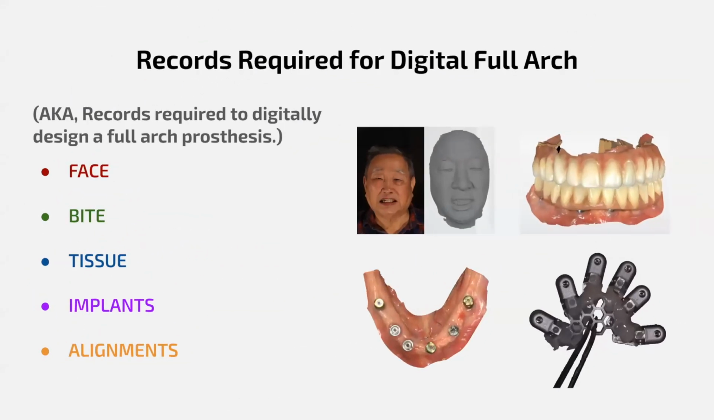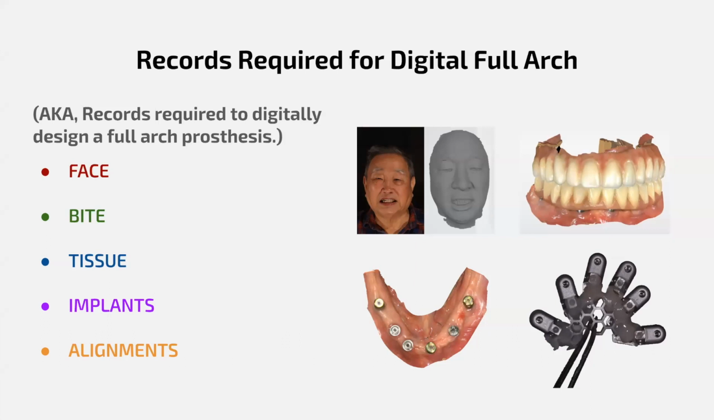So let's review what we went over last time, right? It's the records required for digital full arch. It's always the same things that we need in order to design a temporary prosthesis or a final prosthesis for a patient. The records, of course, that we need are some record of the face so that we can establish the smile lines and things like that in relationship to the face, occlusion, all that stuff.